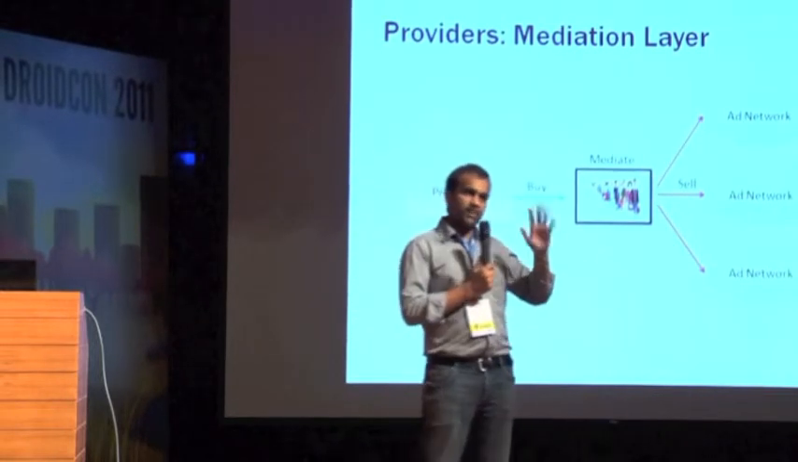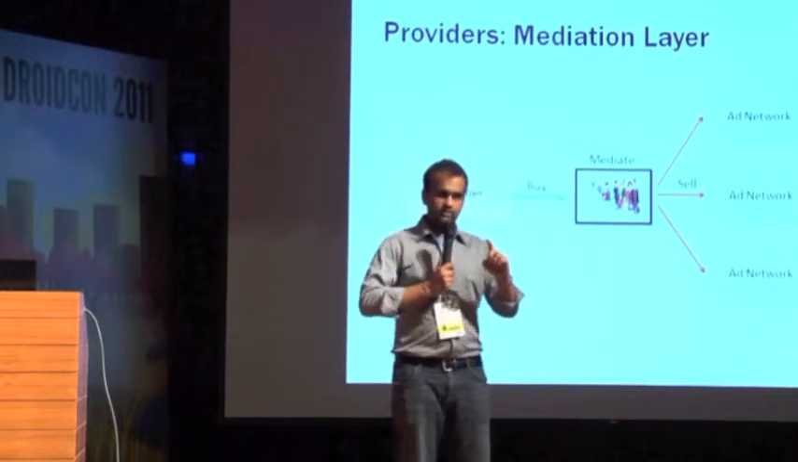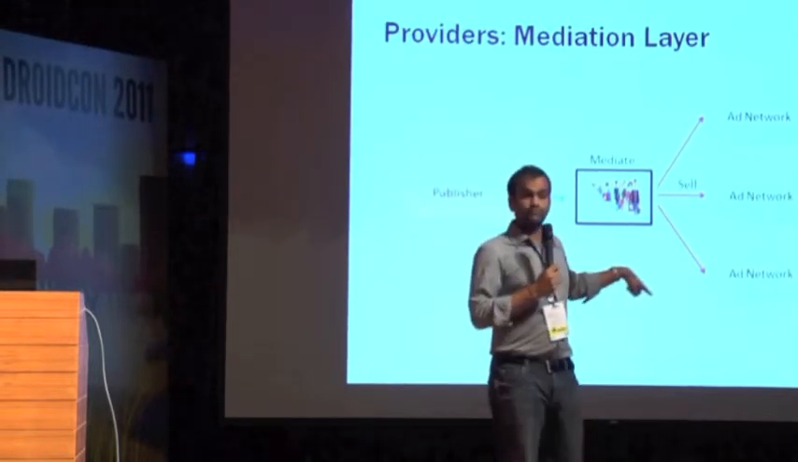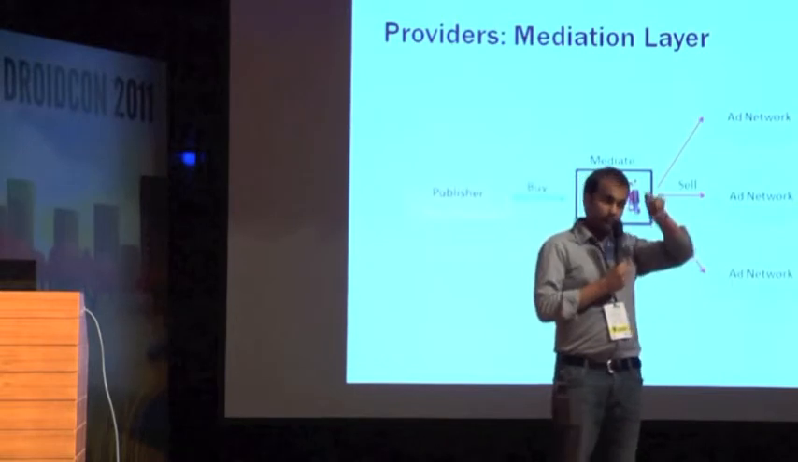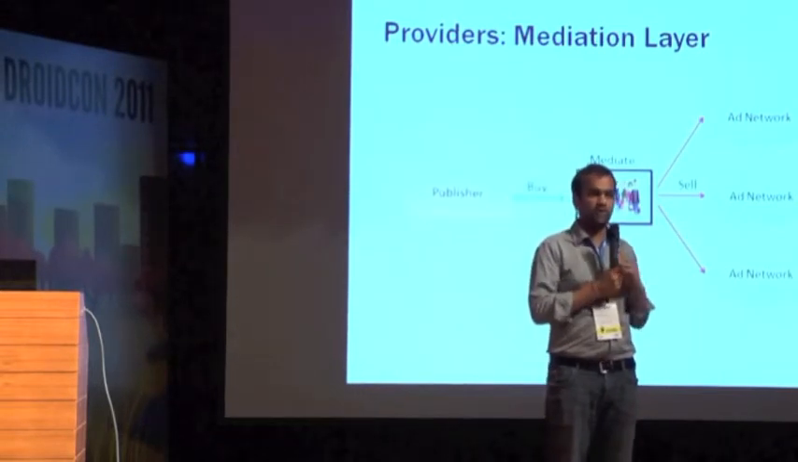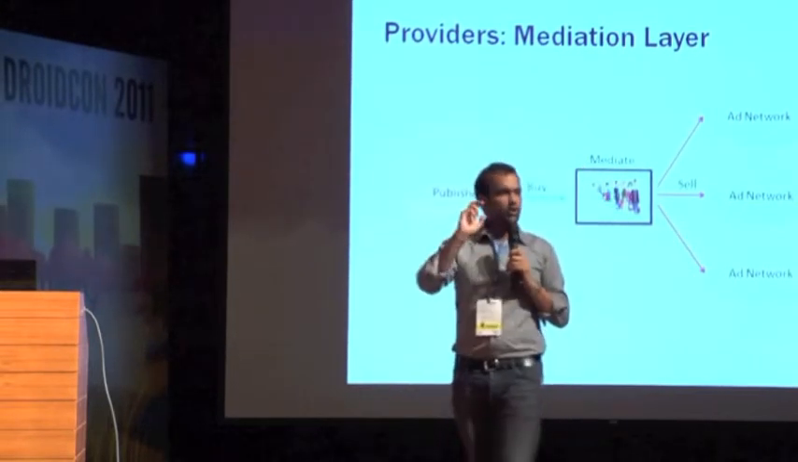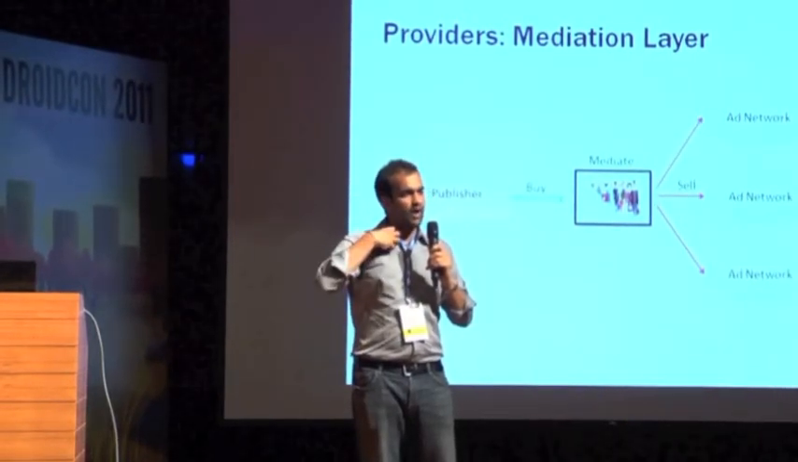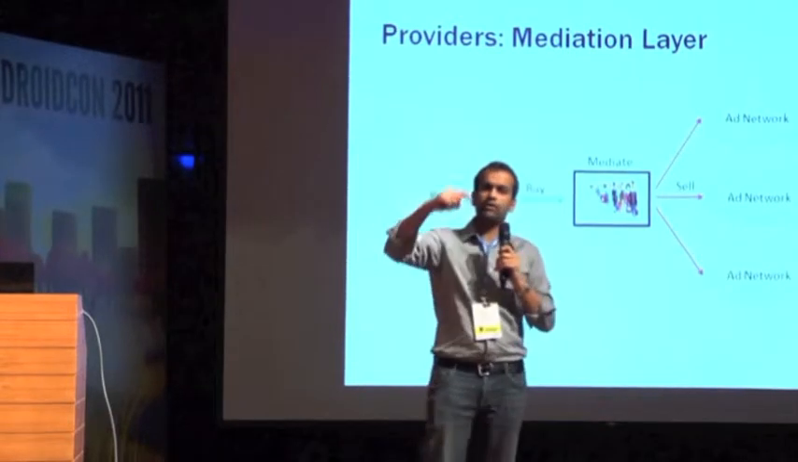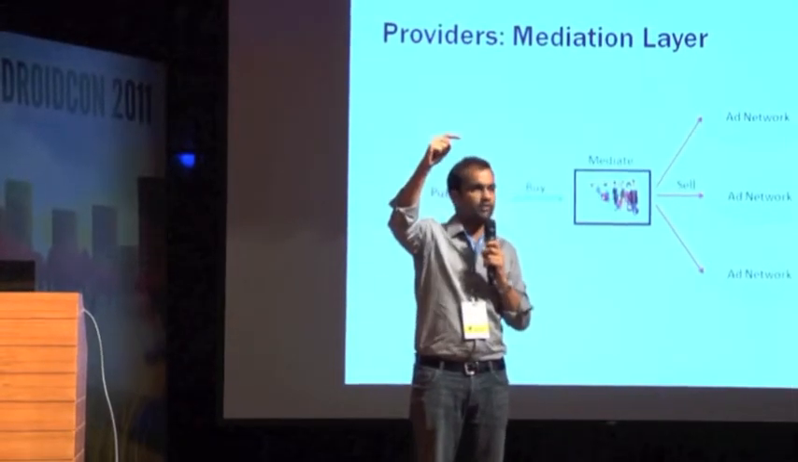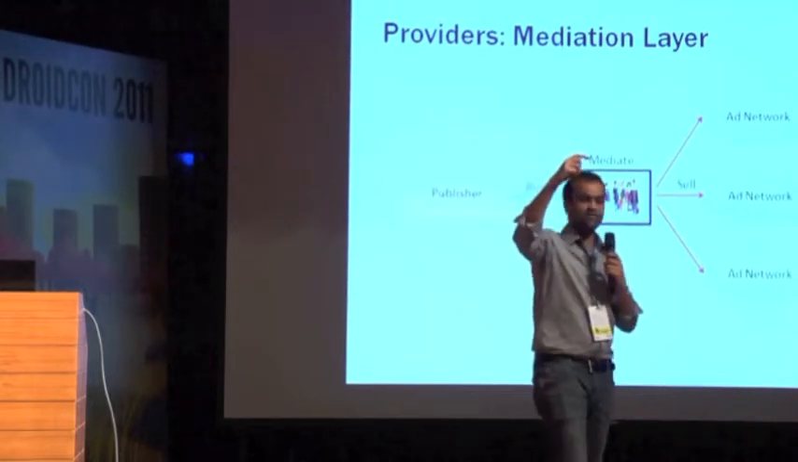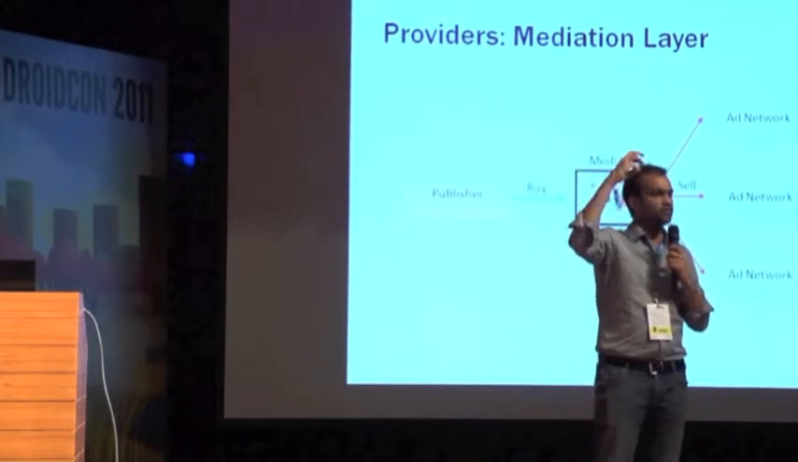The mediation layer is very similar to an ad optimizer or ad exchange, where they use multiple ad networks, again the same thing. There is a key difference though. There is no optimization happening. The mediation layer does not do any optimization. All they do is what we call mediate. Say, as a publisher, I'll set my priorities. For Android, first I want to see InMobi. Second, I want to see AdMob. Third, I want to see JumpTap.